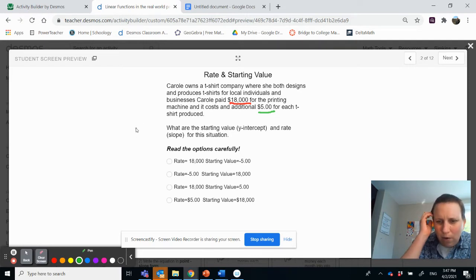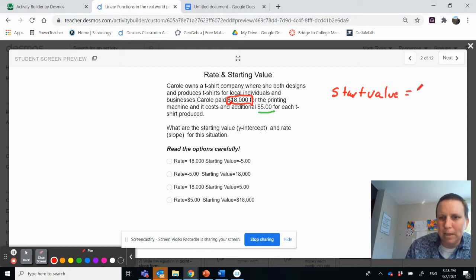And I'm going to think about, for the start value, well, how much money did she start out spending? Well, she had to spend, even before she started printing t-shirts, she had to start out spending that $18,000. So the start value is $18,000. Her rate is $5 because that's how much she spends for each t-shirt.